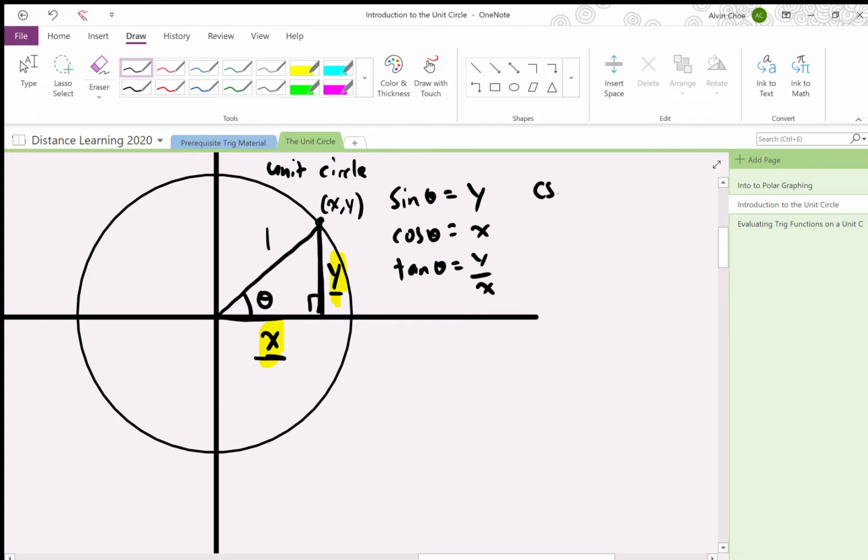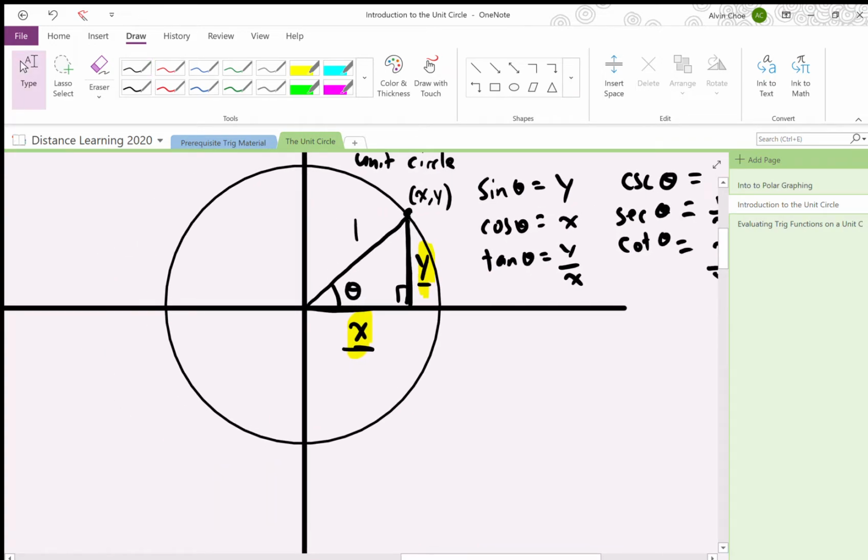And of course, it works the same way for the reciprocal functions. And note that that means that this must be true for pretty much everything. So if I do cosecant of theta, that means I should be getting 1 over y. Secant should be 1 over x. And cotangent theta should give you x over y.